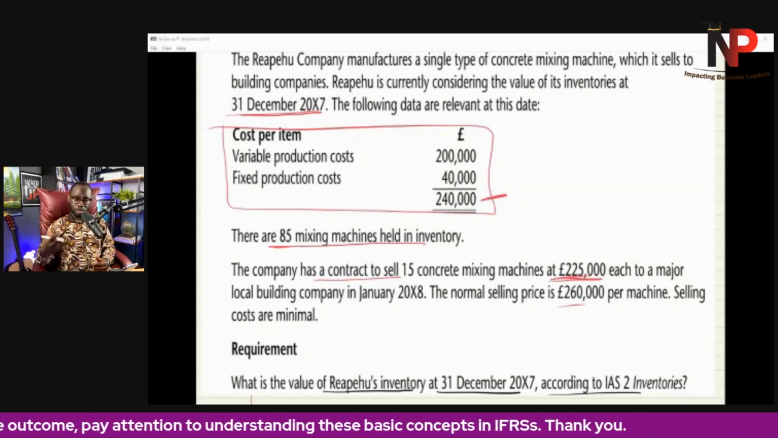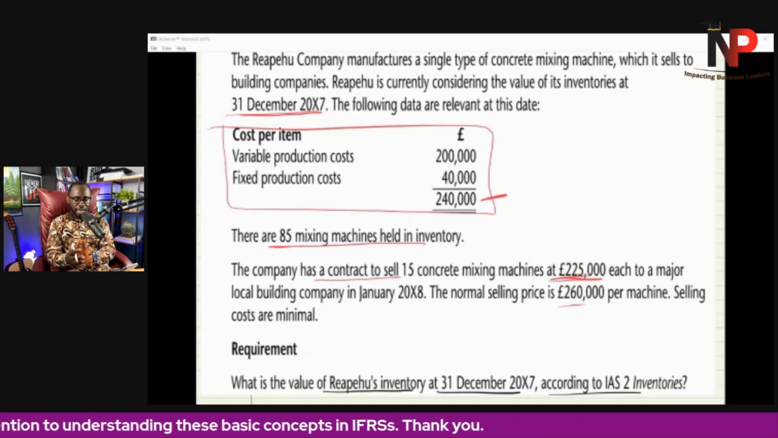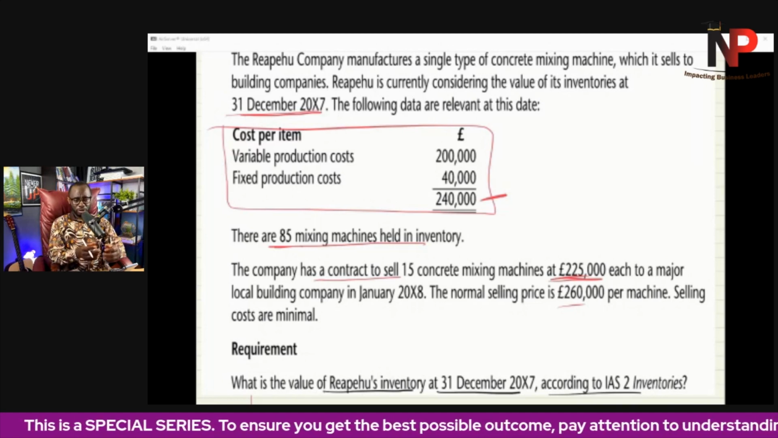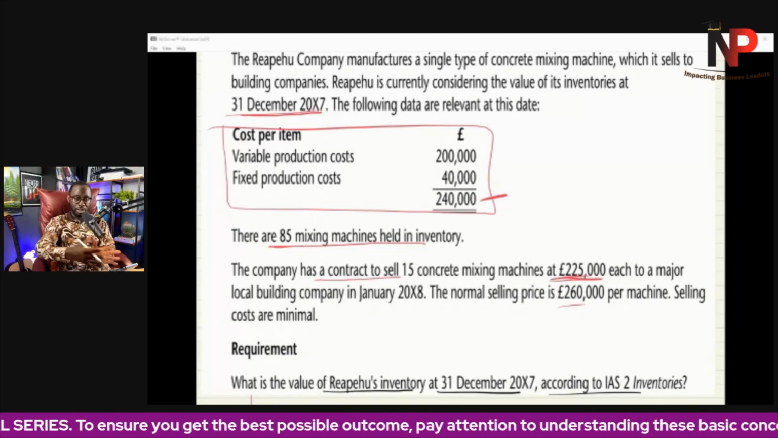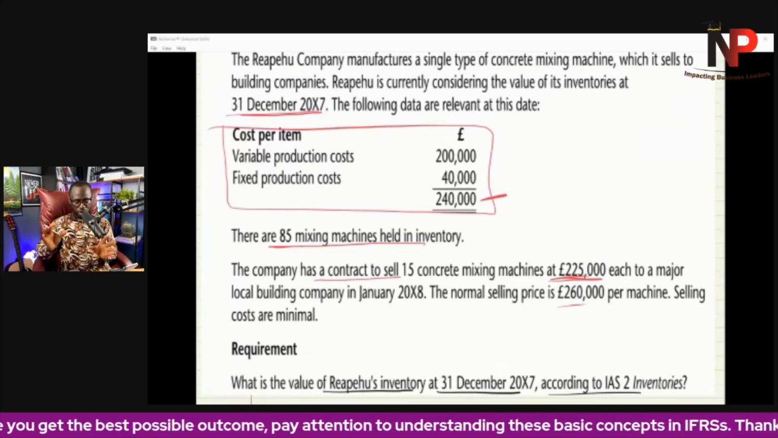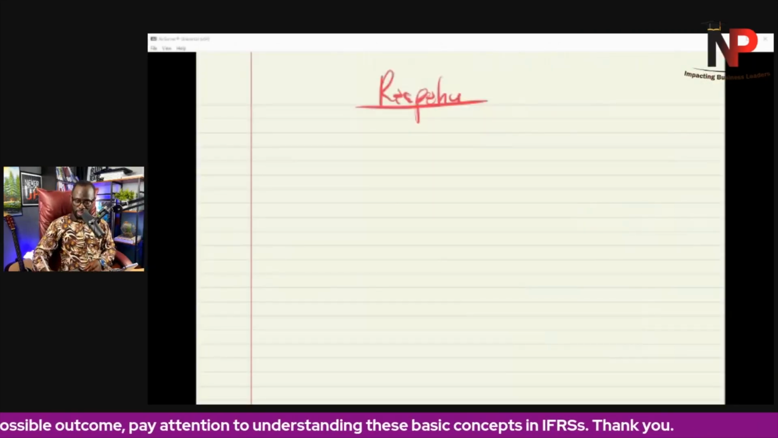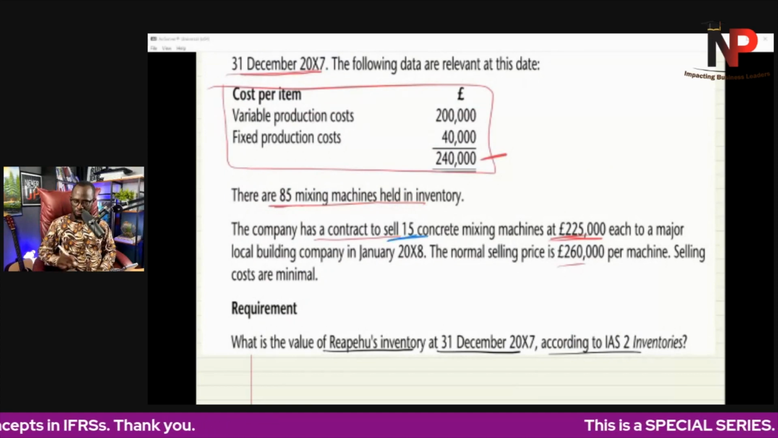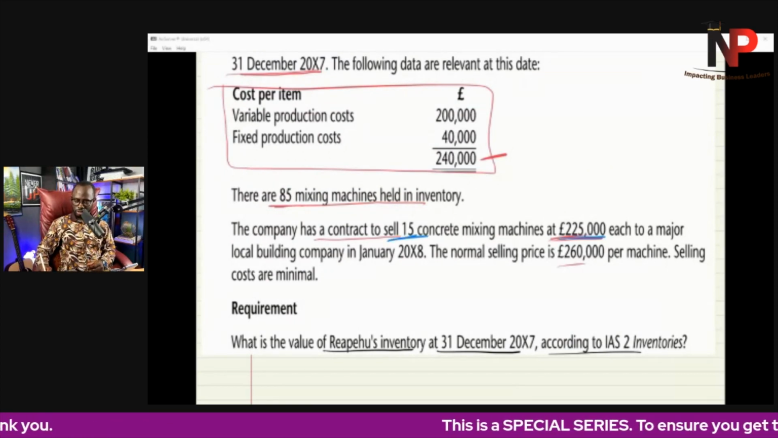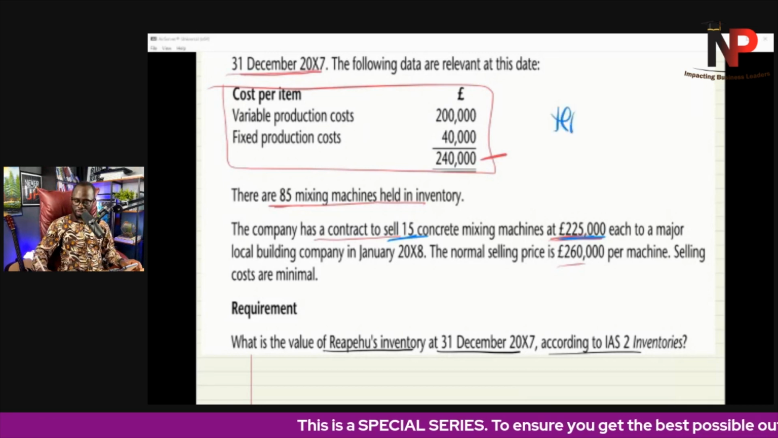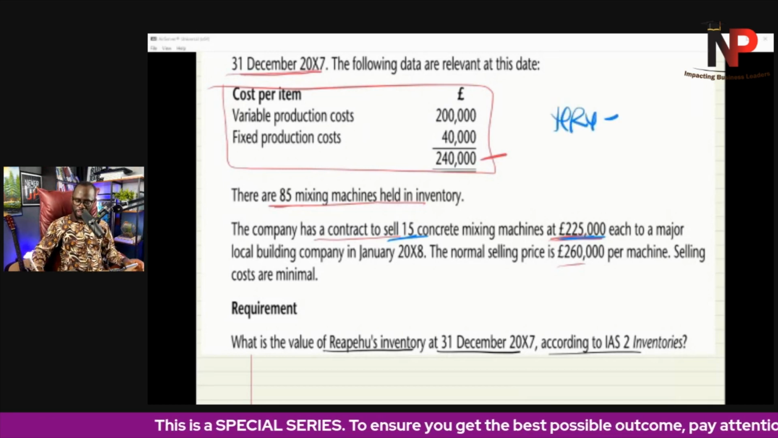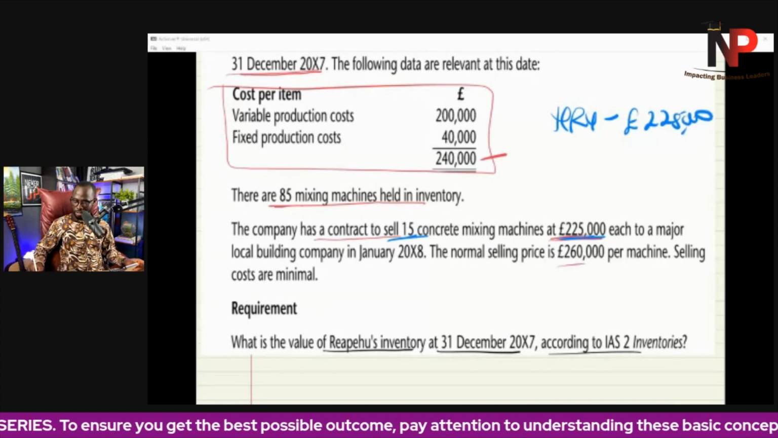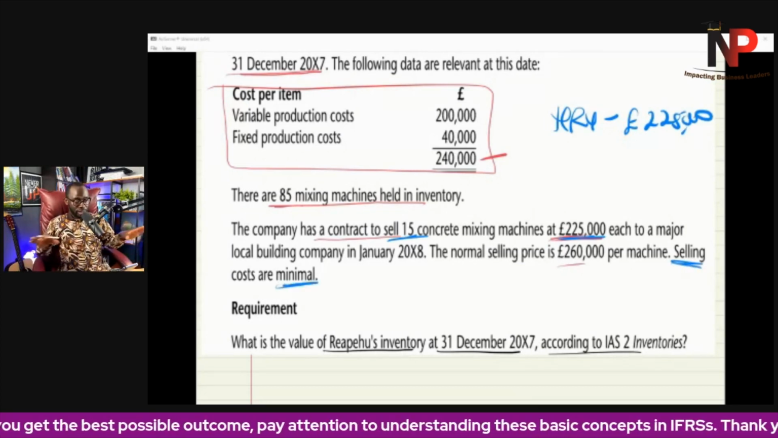Now, one thing you need to understand is that IAS 2 states that when determining the value at which closing stock will be carried, any inventory that will be sold under contract, its carrying amount should be determined separately from the other inventories. So we're going to be doing that here. If we go back, there are 15 of the machines that have to be sold at 225,000. So really the net realizable value here for the contract is 225,000 because we are told that the cost to sell is minimal, is negligible.